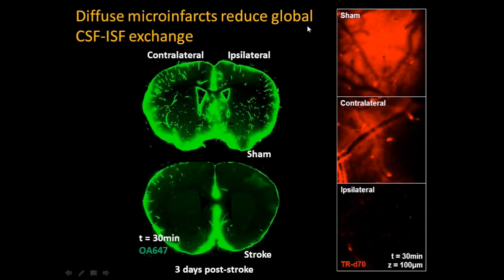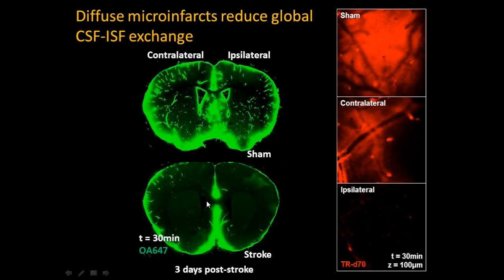And you can see that in these ex vivo images. Under normal conditions, this is the extent of CSF-ISF exchange. In animals that have been subjected to those microinfarctions, and here you can actually see the lesions throughout the brain, you see that there's this global failure of CSF-ISF exchange.